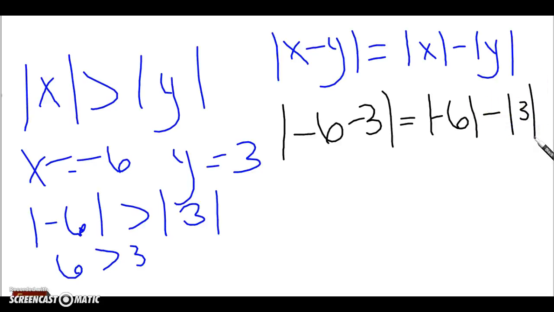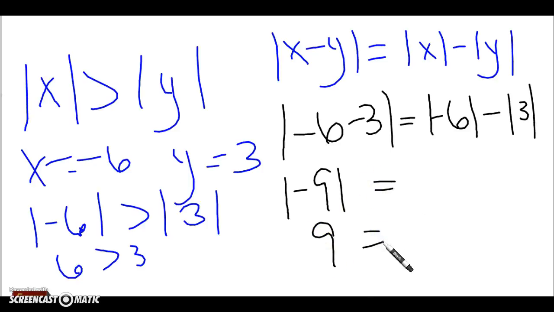Well, when I do this, I have to follow the order of operations. The order of operations says I need to do what's inside of my absolute value first. So -6 minus 3 is -9. So I get the absolute value of -9. The absolute value of -9 is 9. So I've done that side.